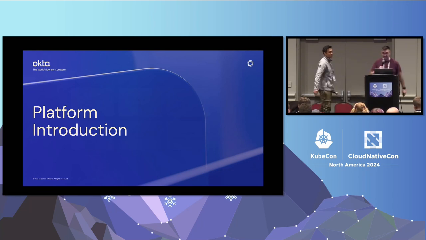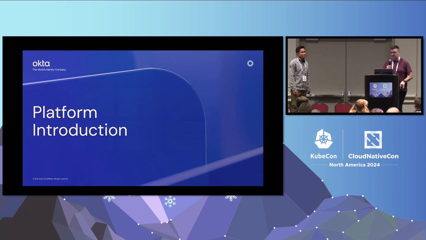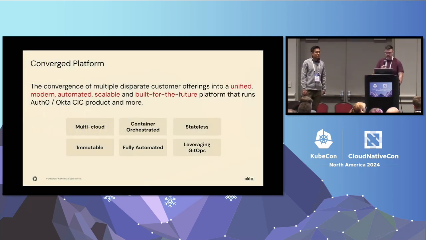Thanks. So before we get into more technical details about our deploy strategies, we wanted to quickly go over our platform, just to give you some important context about what we built. So our platform runs Auth0 for all our customers. It unifies many different customer offerings into a modern, automated, and scalable platform that is built for the future. Our goals were to increase business agility, developer productivity, scalability, reliability, and security by using industry-leading tools and fully automated operations.